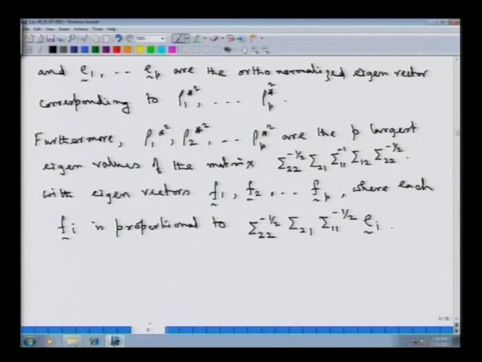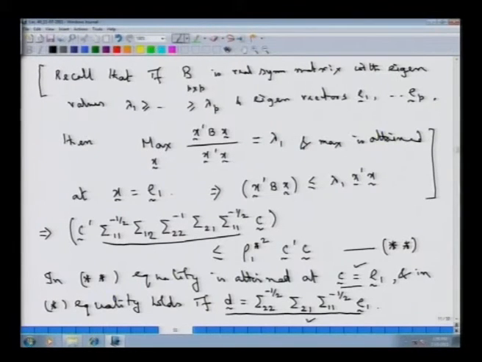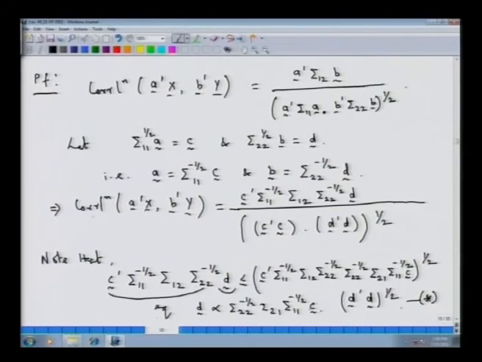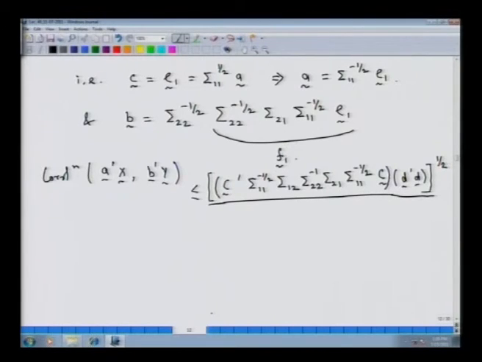What we are doing is looking at this expression, that the correlation between A prime x and B prime y is equal to this. So, if we put the upper bound of this numerator term here, we will have the correlation coefficient between A prime x and B prime y to be less than or equal to this to the power half, divided by C prime C, D prime D to the power half. So, what we have is this less than or equal to this divided by C prime C multiplied by D prime D whole raised to the power half.